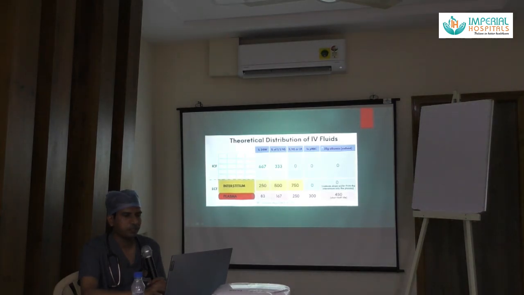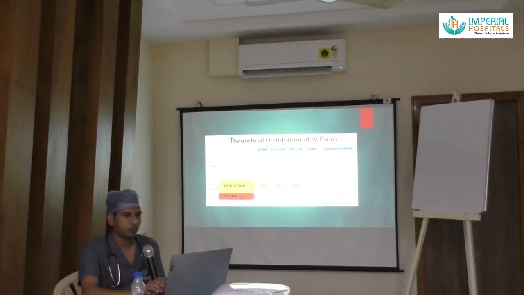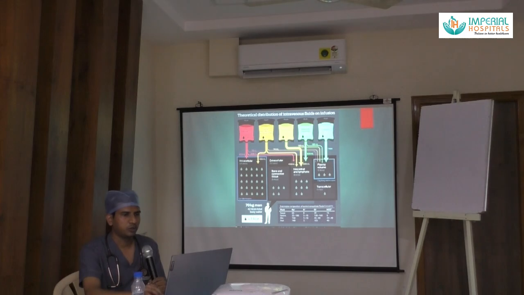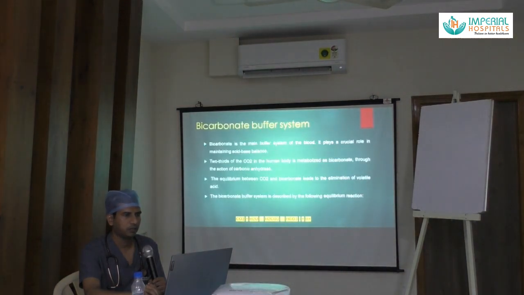If you take crystalloids, like normal saline or Ringer's lactate, of 1 liter given, 250 ml goes into the intravascular space and 750 ml will be in the interstitium. Whereas with colloids, the volume we infuse totally goes into the intravascular space. So when we are giving fluid therapy, one should know where the fluid is getting distributed, so that according to the indication we can plan the IV fluids. This is the same depiction in a different way. We can go through it later.